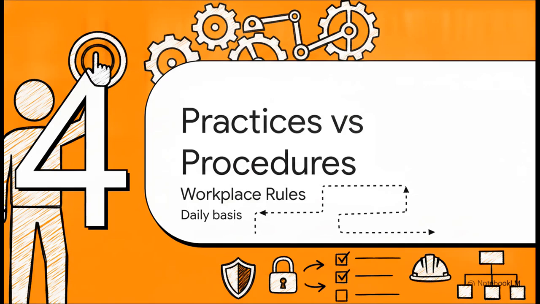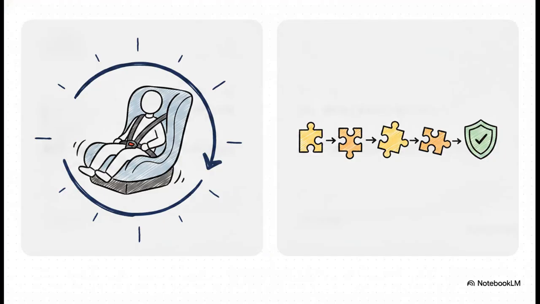Which brings us to Section 4, Safe Practices versus Procedures, Workplace Rules on a Daily Basis. People mix these two terms up all the time, but the distinction is incredibly important. A practice is a set of ongoing guidelines, do's and don'ts that aren't in a specific order. For example, wearing a seatbelt and never texting while driving are safe work practices. You just do them the entire time you're doing the task.